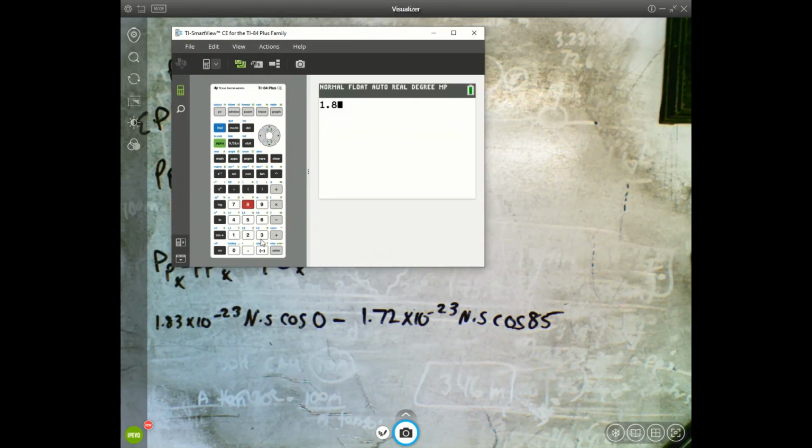So 1.83 times 10 to the negative 23 cos of 0, and then we subtract 1.72 times 10 to the negative 23 cos of 85, and we get that as our answer for our momentum in the x, and we switch it to y by just switching our coses to sines.